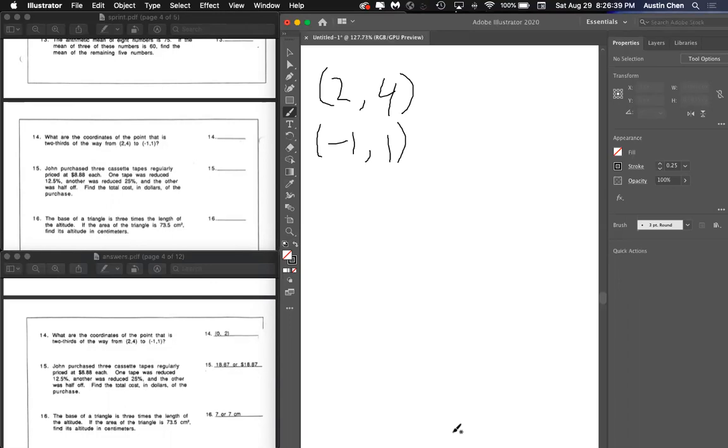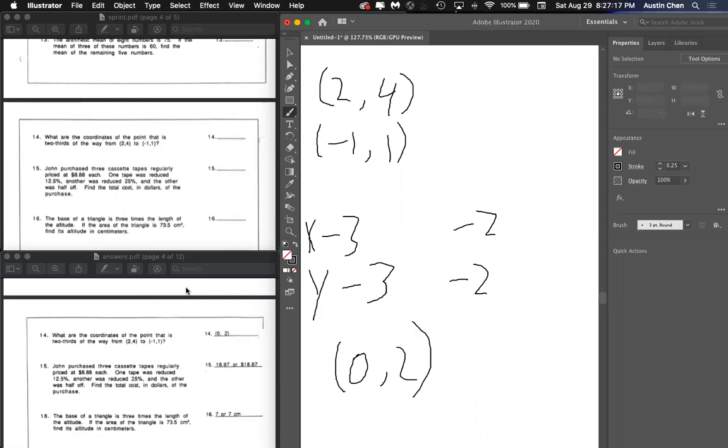So in the x direction, you're going negative 3. In the y direction, you're also going negative 3. So if you're going 2/3 of the way from 2, 4 to negative 1, 1, you're going 2/3 of negative 3. So you're going negative 2, and then you're also going 2/3 of negative 3 in the y direction. So you're going also negative 2 here. So from 2, 4, if you go negative 2 there, it's 0, and then 4 minus 2, that's 2. So you also get 0, 2.